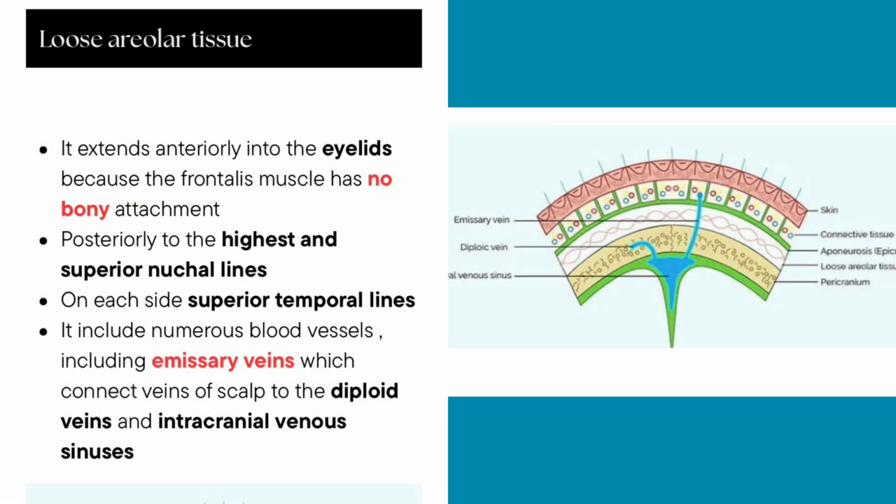The fourth layer is loose areolar tissue. Its extensions are anteriorly to the eyelids because the frontalis muscle has no bony attachment. It's freely movable, and posteriorly to the highest and superior nuchal lines, and on each side superior temporal lines. It includes numerous blood vessels including emissary veins which connect the veins of scalp to diploic veins and intracranial venous sinuses.